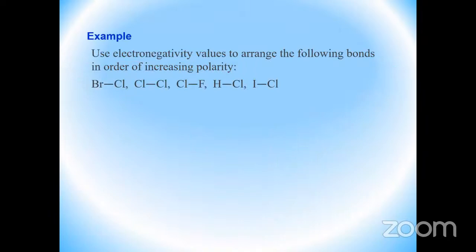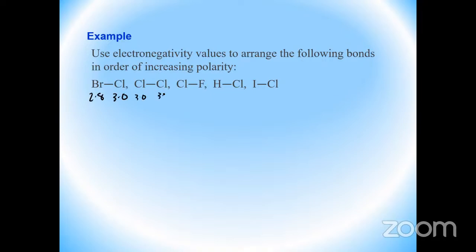Okay, so this question is asking for us to use the electronegativity values to arrange the following bonds in order of increased polarity. Okay, so I'm going to need your help here. I'm going to need you guys to refer to the table and tell me what the values are for each of these atoms. So what's the electronegativity value for bromine? 2.8. What's the value for chlorine? 3.0. And that will be 3.0 here.